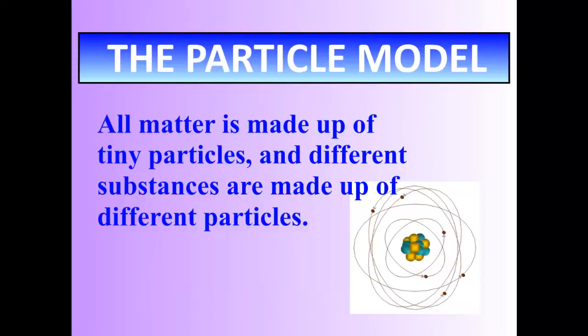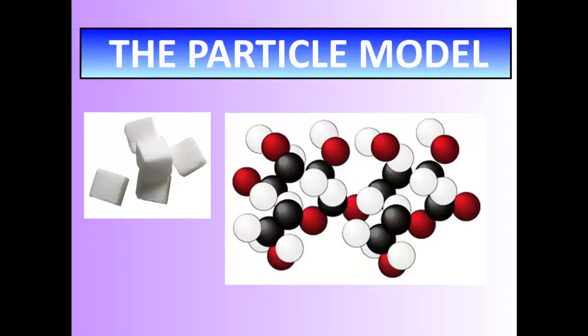Point number 2. All matter is made up of tiny particles, and different substances are made up of different particles. Easy enough. This is sugar. We see sugar as the picture on the left. Chemists see sugar as the picture on the right, as its individual particles.